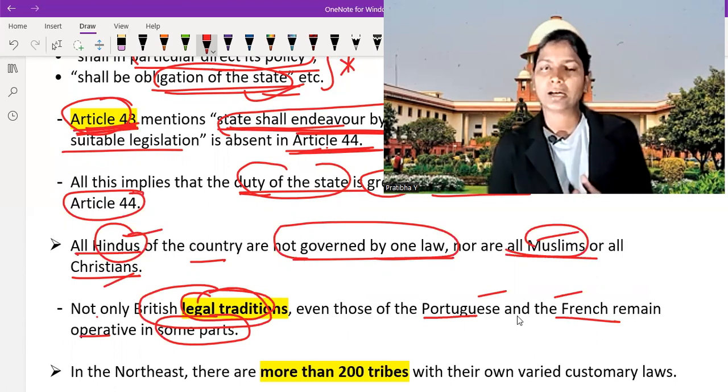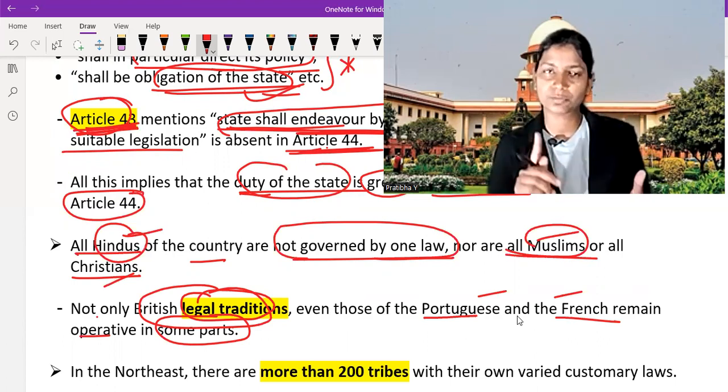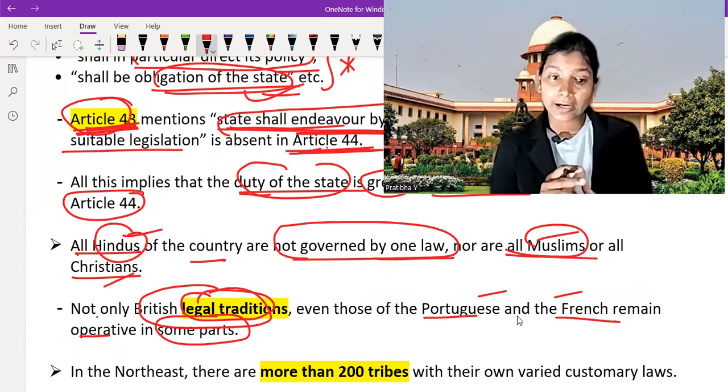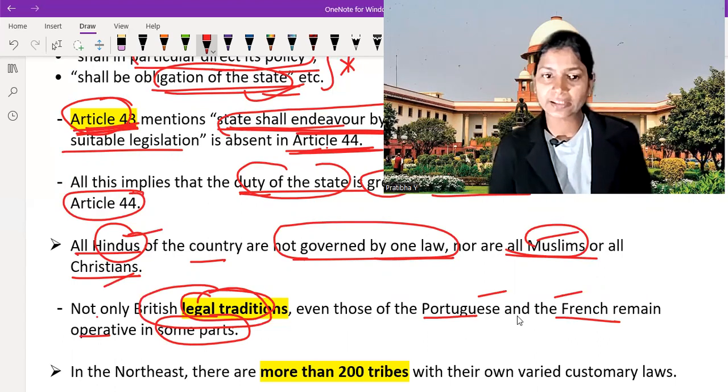So we know that in our country there is different law for Hinduism, different law for Buddhism, different laws for Sikhism, different law for Muslims, different law for Christians, as well as the different legal traditions of British, Portuguese, and French that are also present in some parts of our country.